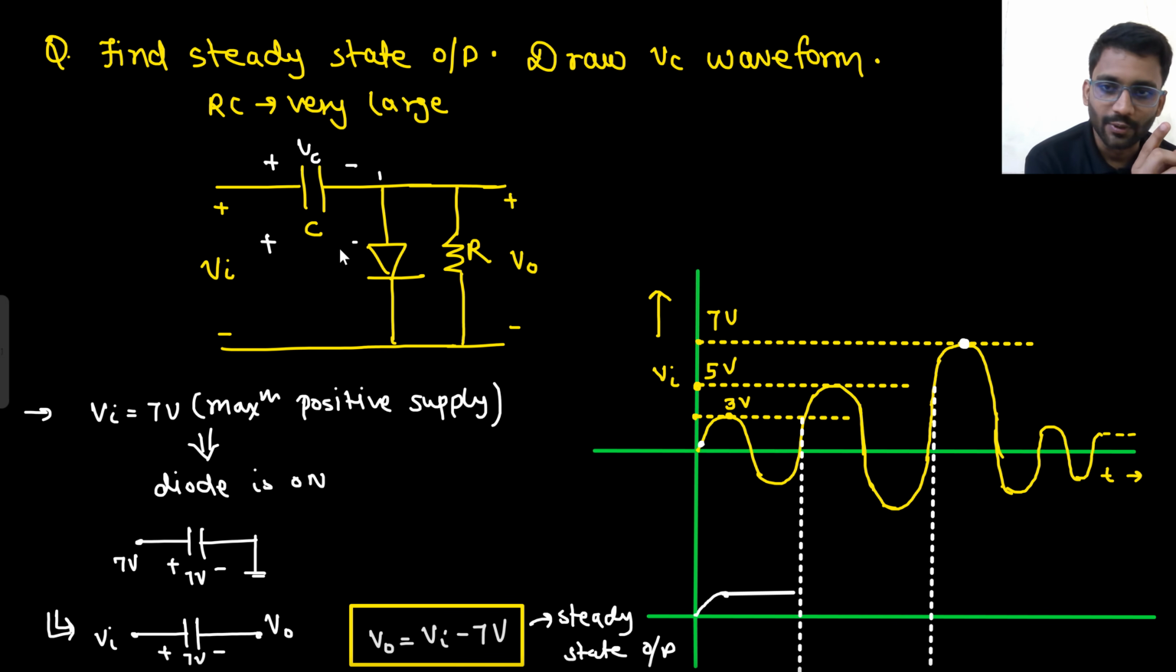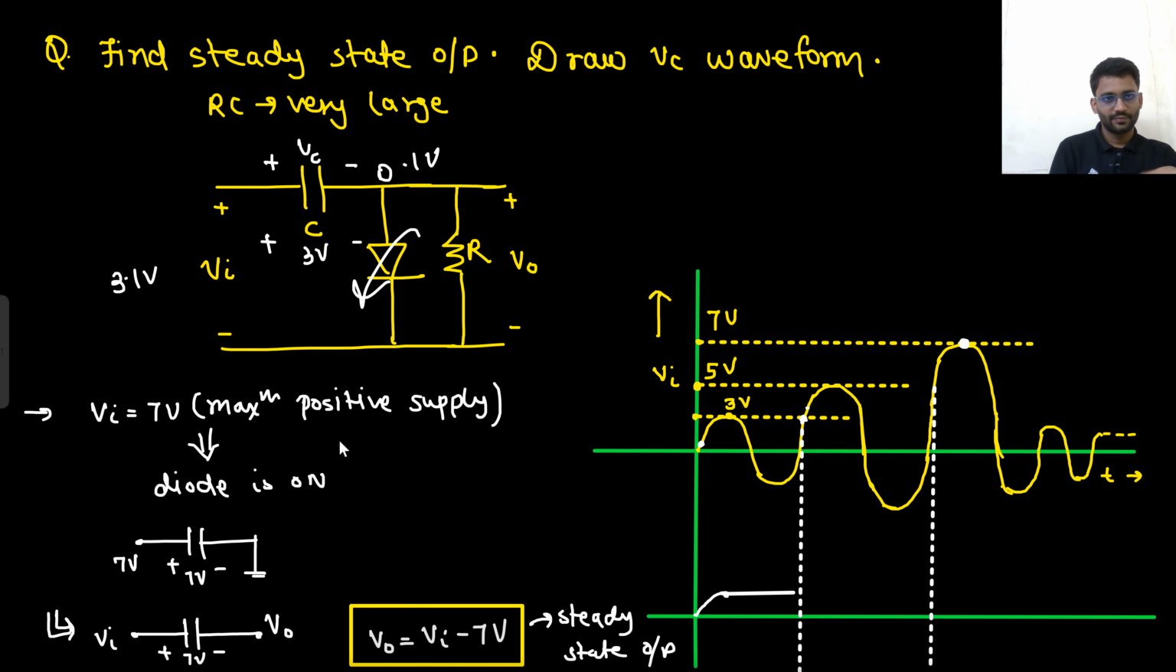Till now our capacitor is at 3 volt only. After this point, at the next moment, your input voltage will be 3.1 volt. So 3.1 minus 3, this potential will be 0.1 volt. Again your diode turns on, right? So if it is again turned on, it will again start following the input. So it will follow the input till this point, till 5 volt.